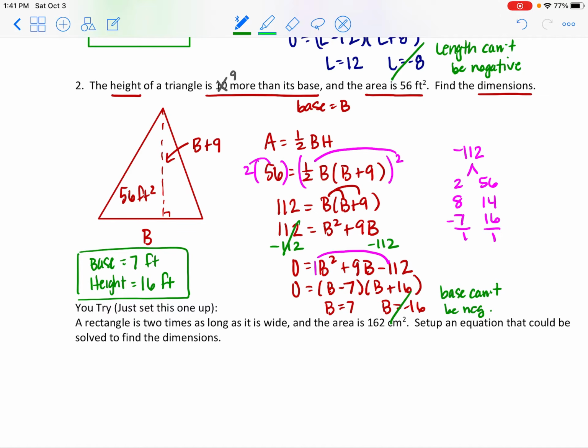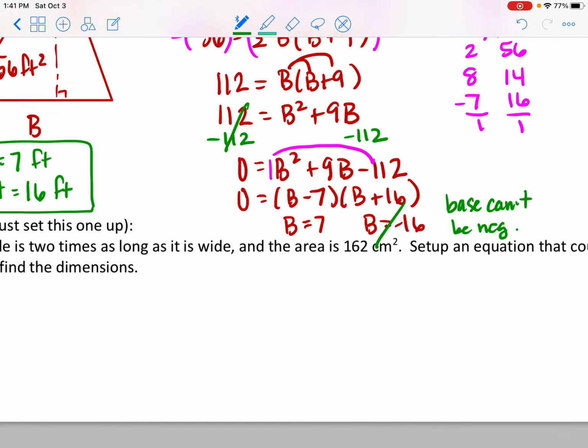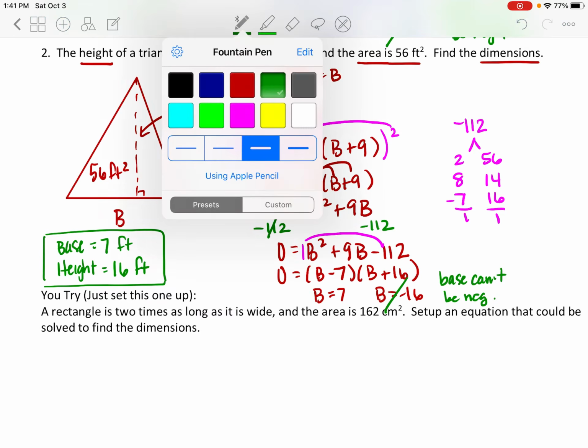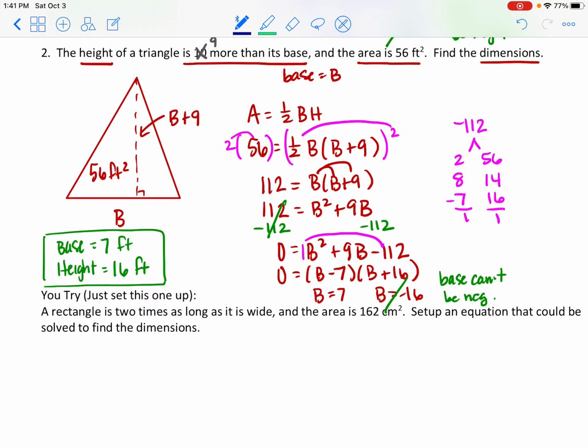Here's another one that I would like for you to try. Not the whole process, I just want you to be able to set this up. So if you're feeling okay or even semi-confident, then go ahead and pause the video and see if you can set up the next problem. Otherwise, we can attempt this together. So a rectangle is 2 times as long as it is wide. The area is 162. Set up an equation that could be solved to find the dimensions.